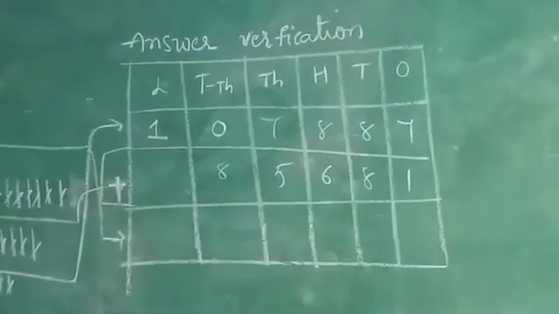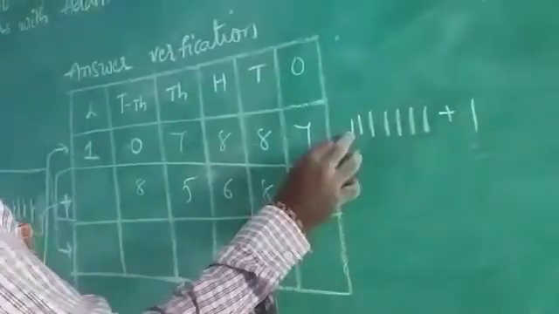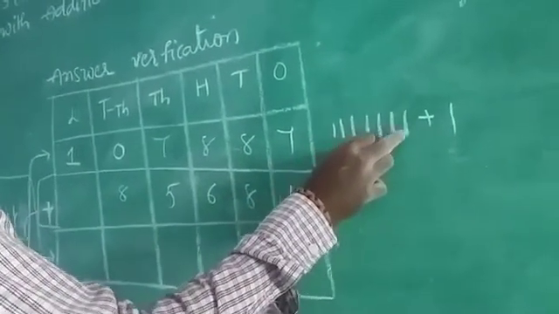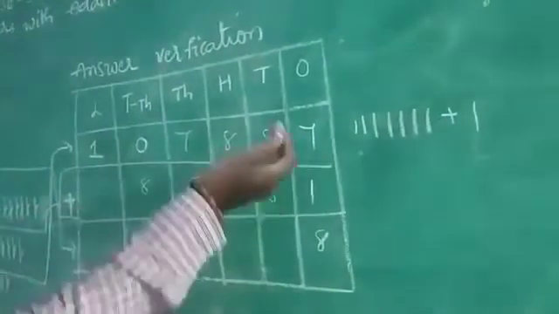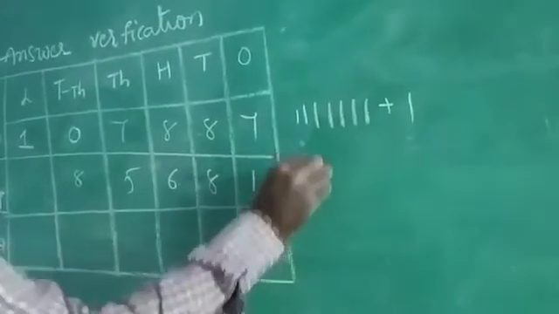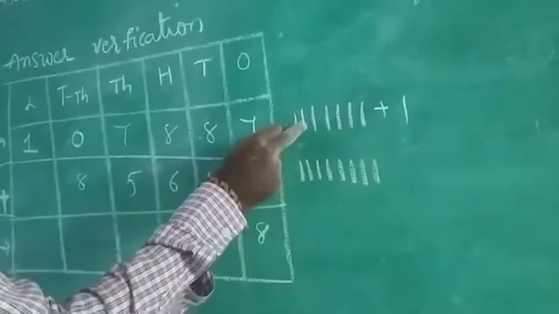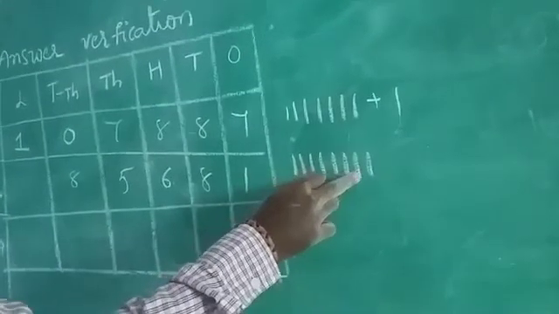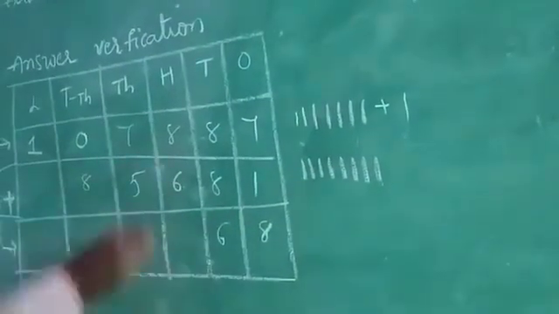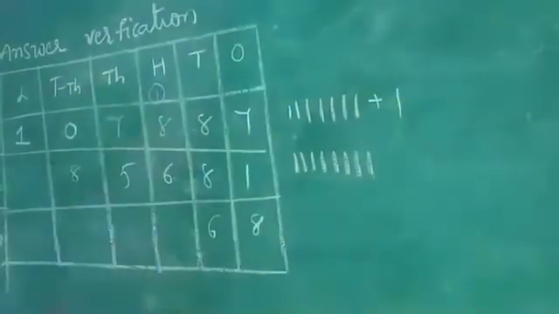So add it now. 7 plus 1 is 8. Right? Then 8 plus 8: count it, it is 16. 6 here, and 1 will be the carry. Yes or no?